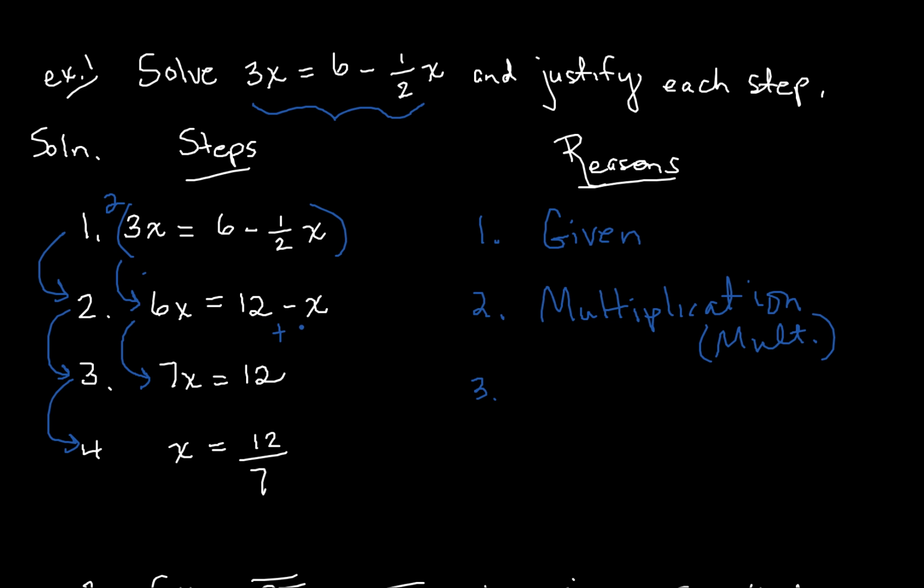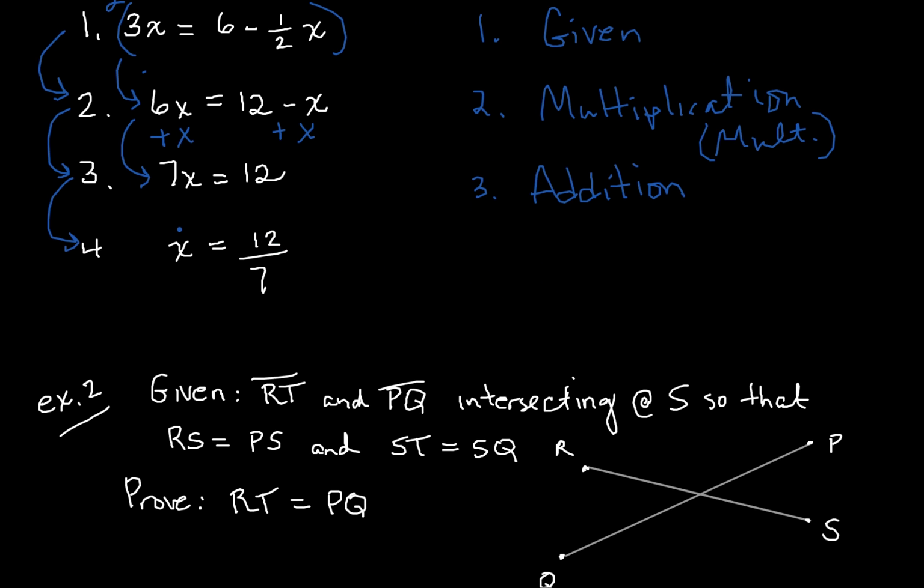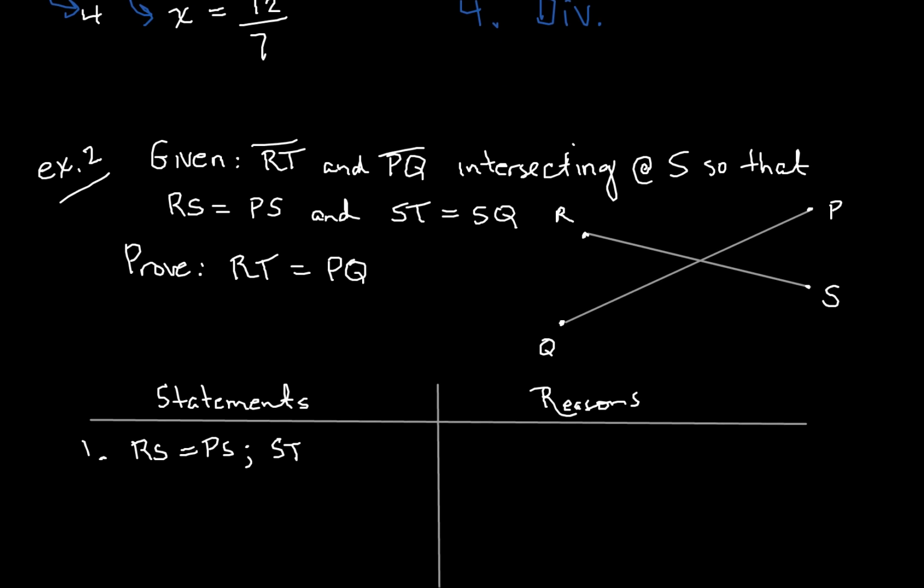So let's see, how did you get from step 2 to step 3? Well, it looks like we added x to both sides. We used addition. So you write addition, or you could write the addition property of equality. And then how do we get from step 3 to step 4? Well, we divided both sides by 7. So to get from 3 to 4, we would write division, or we could write div, or we could write the division property of equality. All right, that's an easy one because it's algebra. We're going to move to geometry, which is a whole different animal, as you guys have already discovered.